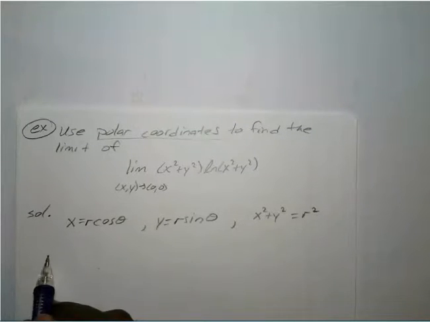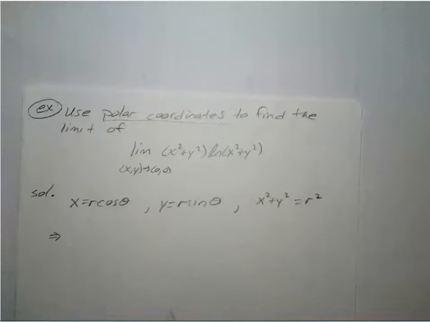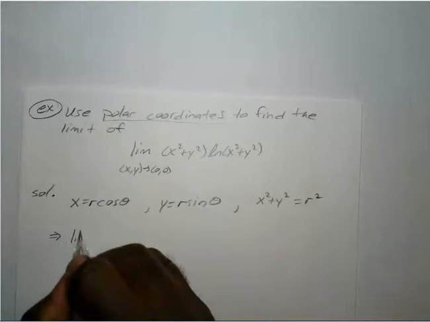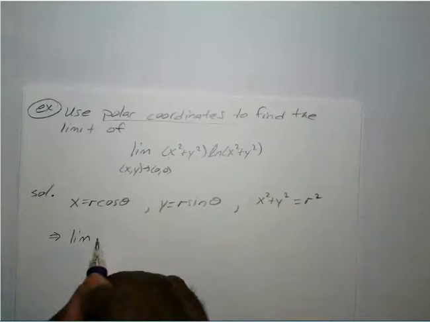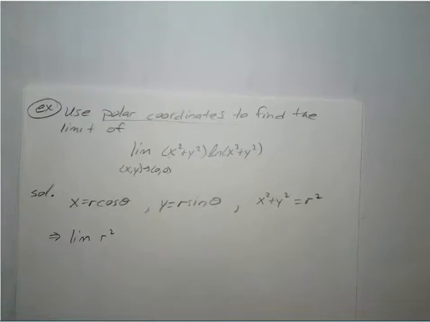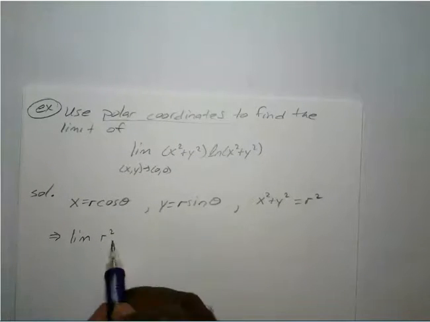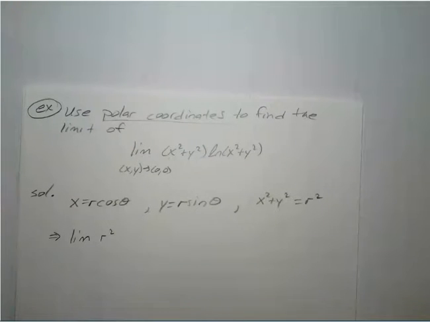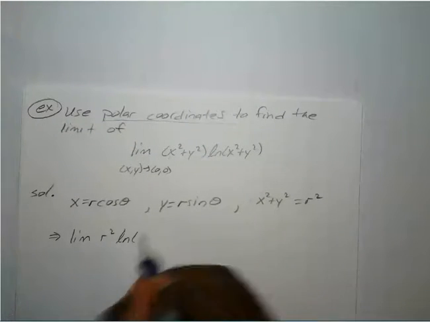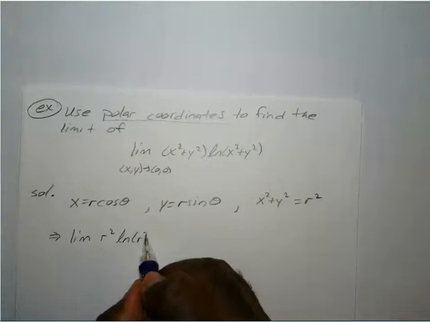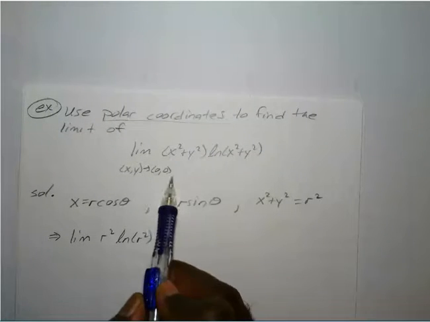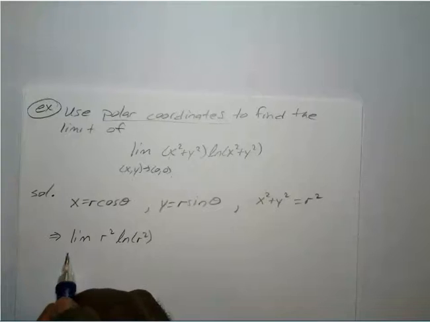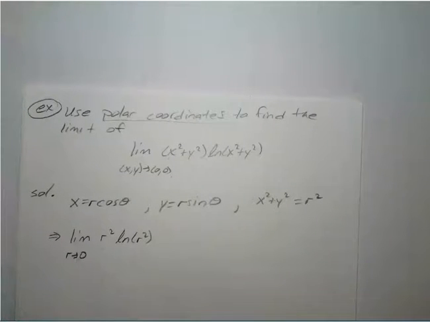All right, so we just replace these. So if we replace your x squared plus y squared with r squared, that gives you the limit of r squared times the natural log of r squared. Instead of xy approaching 0, we're going to have your r approach 0.